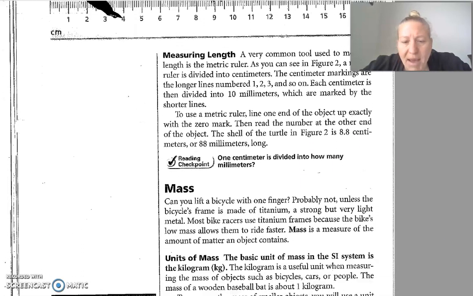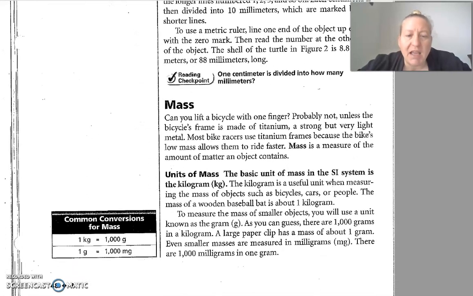All right, mass. Can you lift a bicycle with one finger? Probably not, unless the bicycle's frame is made of titanium, a strong but very light metal. Most bicycle racers use titanium frames because the bike's low mass allows them to ride faster. Mass is a measure of the amount of matter an object contains.